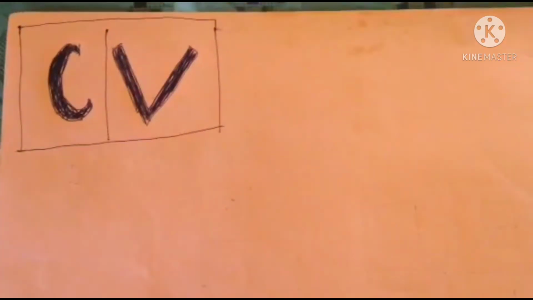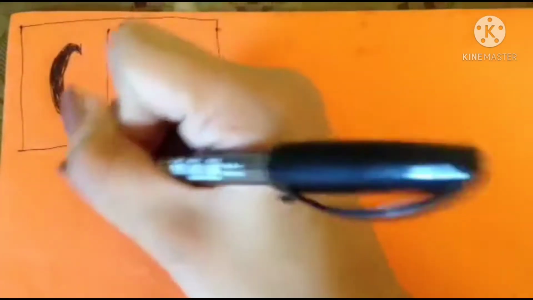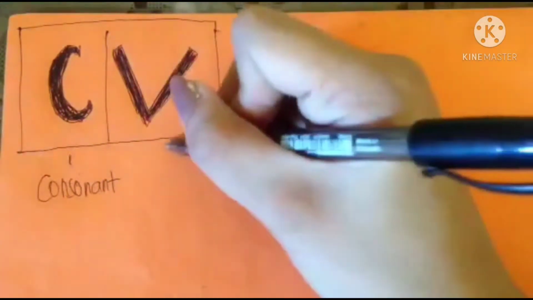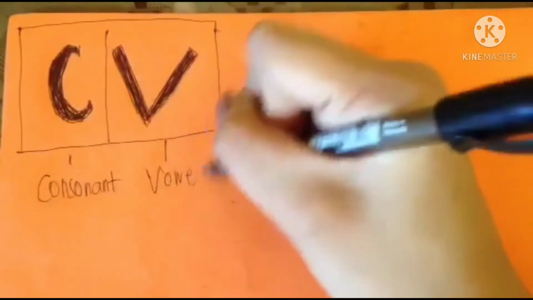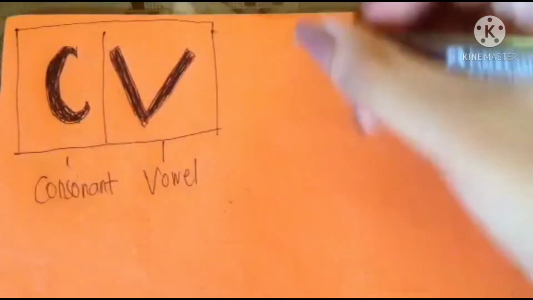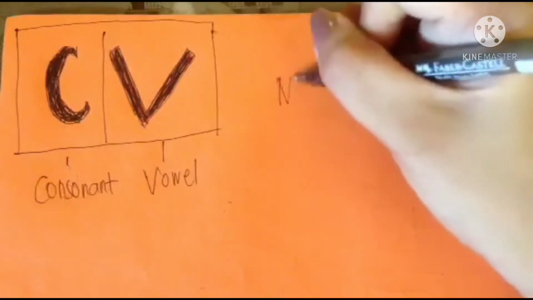Okay, we have here the first syllable blocks, which is C and V. Only C and V. C for consonant and V for vowel. Okay, yan lang. Consonant and vowel side by side, left and right.